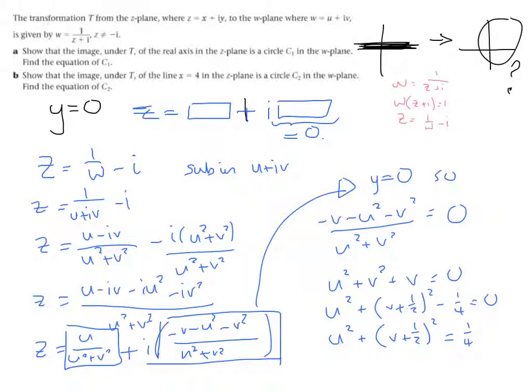And thank goodness, because that's what we got last time. The centre of the circle is minus a half on the v-axis, that's minus half i. This is the radius squared, so the radius must have been a half, which is exactly what we got last time.